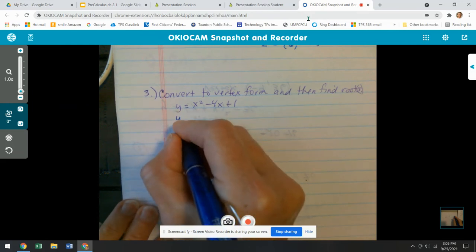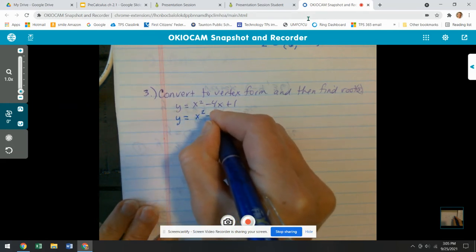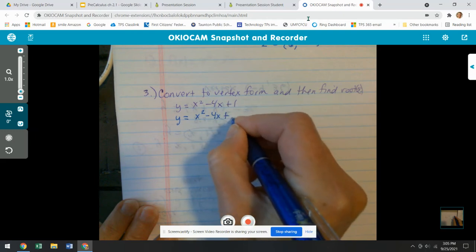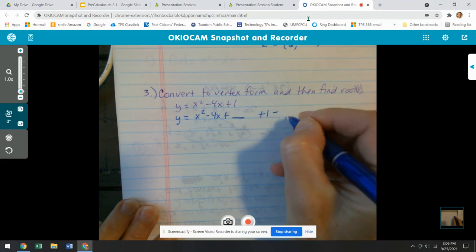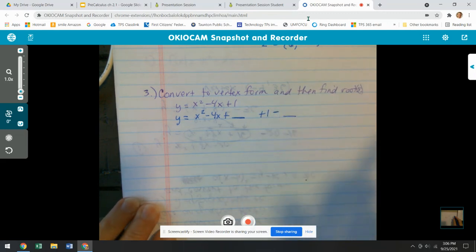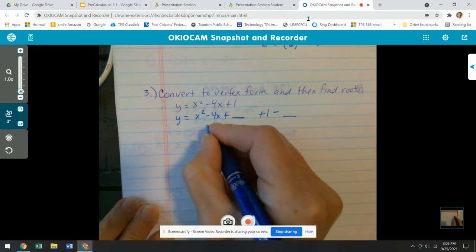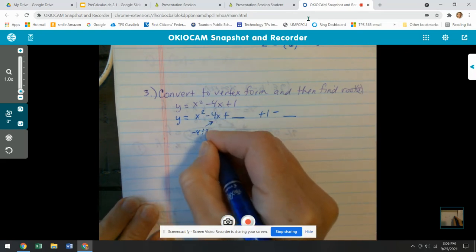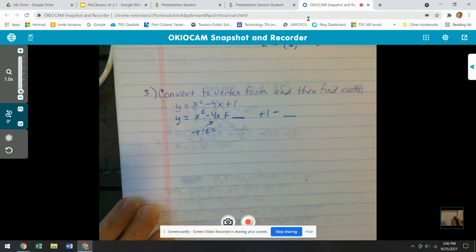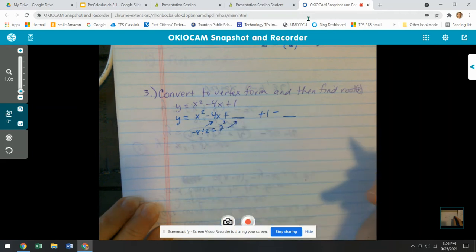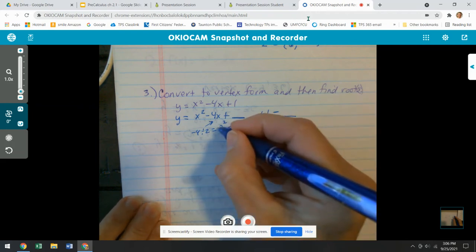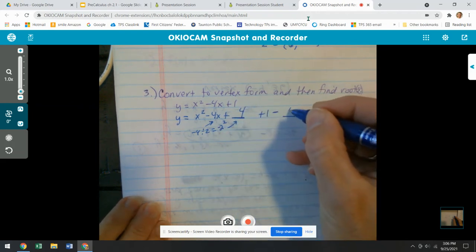So again, I'm going to keep the y for now, copying, and I'm going to make some space to add a number. And then I'm bringing that plus 1, and then I'm going to subtract that same number, so that way I'm not keeping the equation unbalanced. To find the magic number, divide negative 4 by 2. It honestly doesn't matter if you keep the negative with it because we're squaring it, and squaring any number is always going to be positive. So negative 4 divided by 2 is technically negative 2, and negative 2 squared is 4.